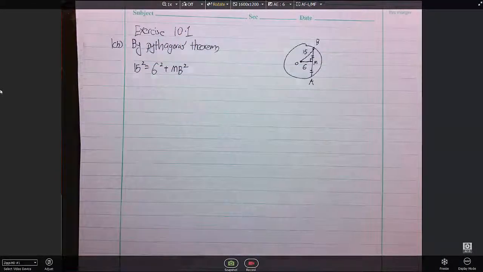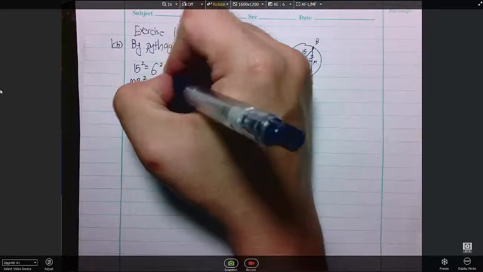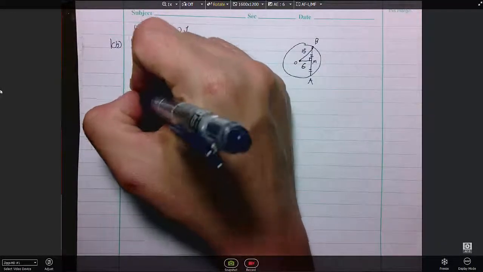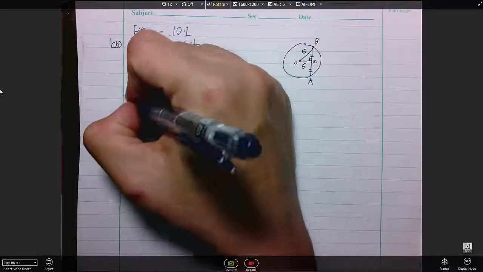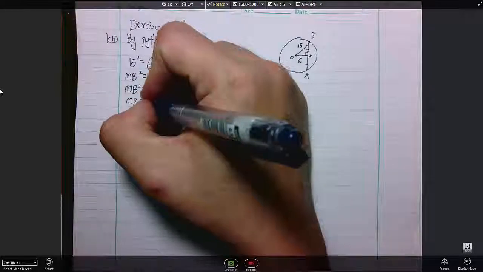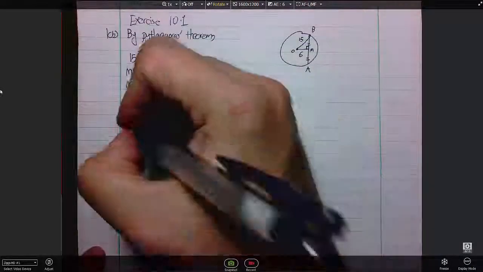15 squared is equal to 6 squared plus MB squared. Then you quickly solve for this. MB squared is equal to 15 squared minus 6 squared, which gives you 189. So MB squared is equal to 189, and we solve by square rooting both sides. MB is equal to square root of 189. I will not evaluate MB first, because we know that MB equals MA.